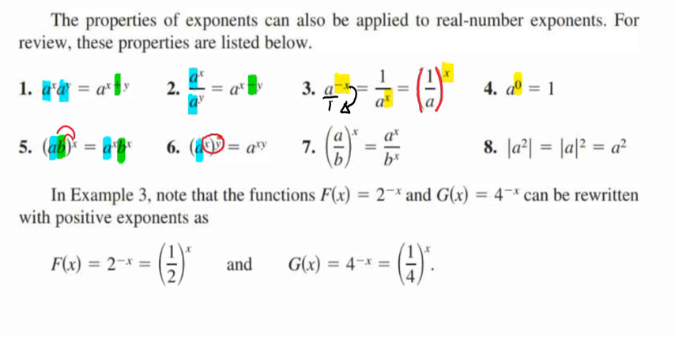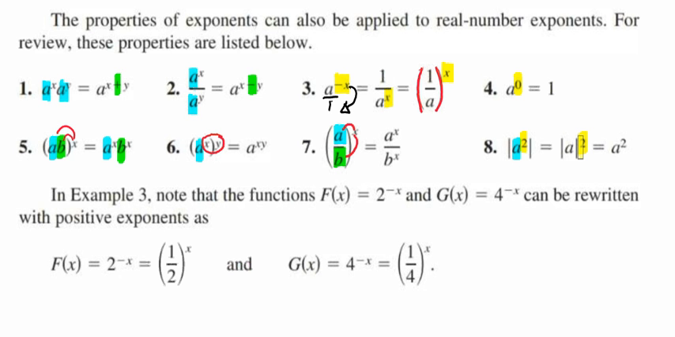For property number 7, here we have a fraction where we have a base on the top and a base on the denominator. And in this case, we get to take that exponent and it distributes to our numerator and our denominator. For our 8th property, notice that when we have a base squared inside of an absolute value, we're able to move that exponent from the inside to the outside. And because the absolute value of every integer is positive, we're able to remove those absolute value symbols to just get a squared.